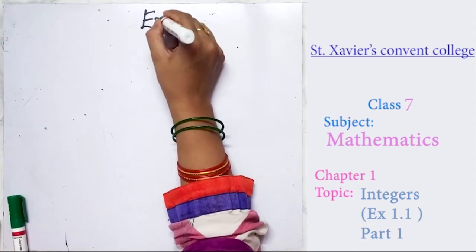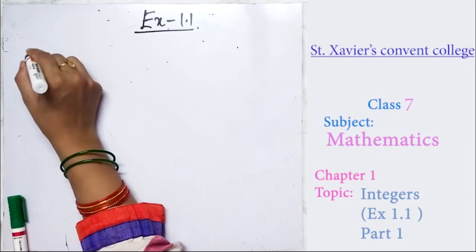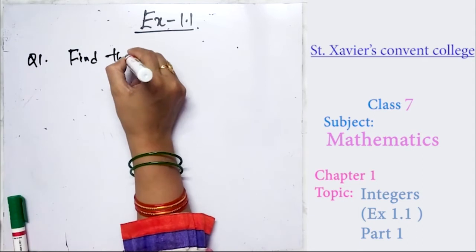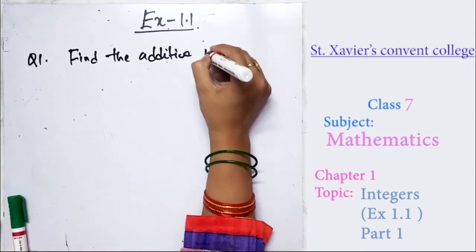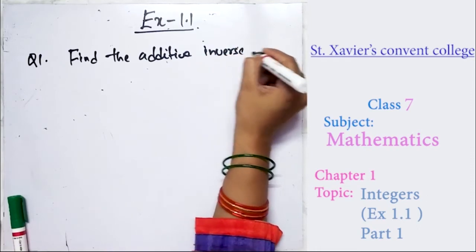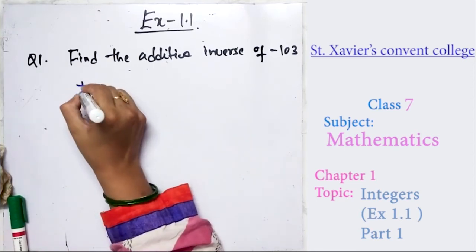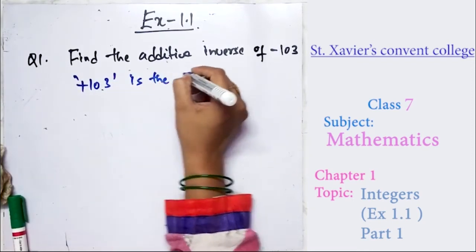Now we will discuss exercise 1.1. The first question is, you have to find the additive inverse. This is a very simple question. Additive inverse of minus 103. So what are you going to add? If it's minus 103, you add plus 103, which gives you 0. It means plus 103 is the additive inverse of minus 103.